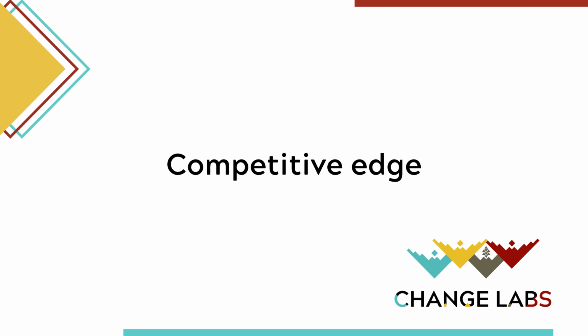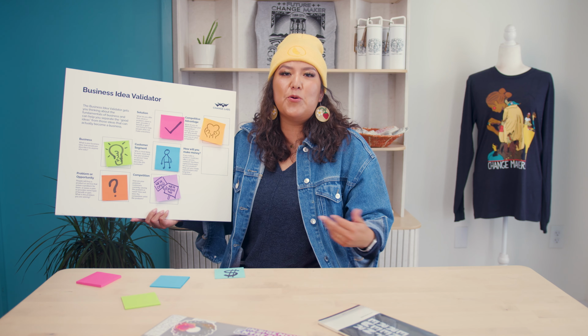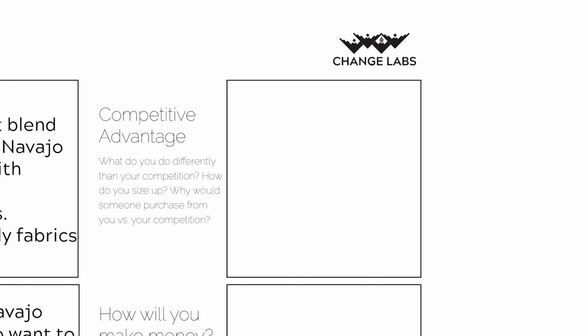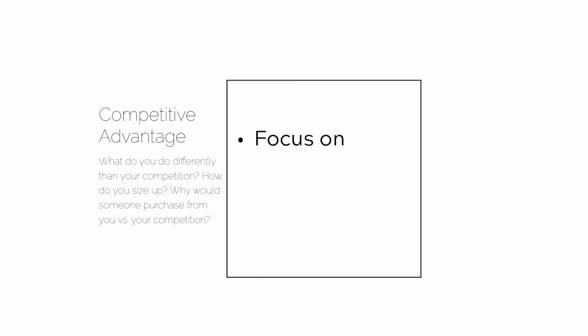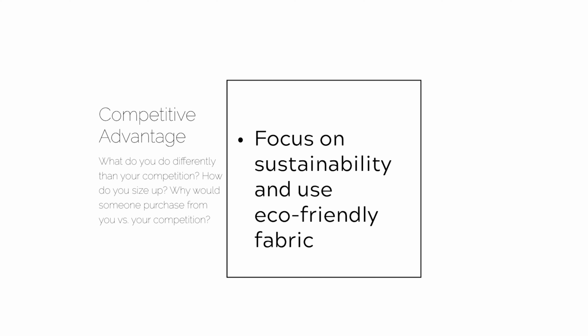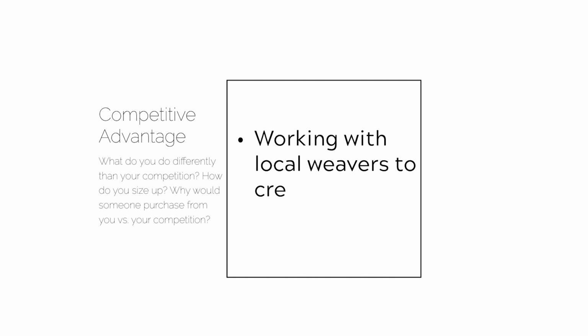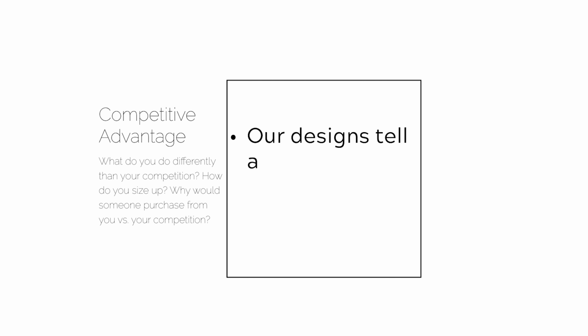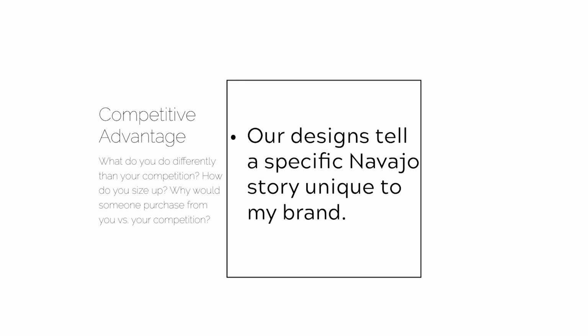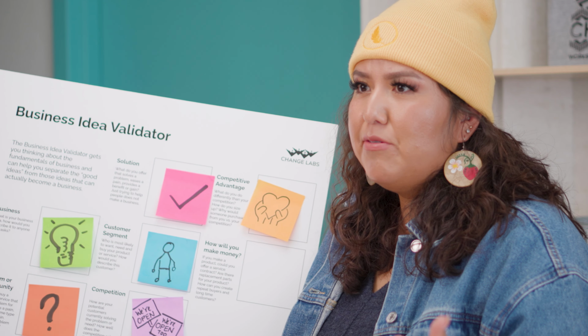So now that we've talked about your competition, we're going to talk about your competitive advantage. This is about standing out. It answers the question: what makes your business different or even better than the competition? For the clothing line, your competitive advantage might be your focus on sustainability, so we're using eco-friendly fabrics, or we're working with local weavers to create your designs. Or maybe your designs tell a specific Navajo story that's very unique to your brand. This is where you let your uniqueness shine and talk about things that make your business special, whether it's your values, your product quality, or even the customer service that you offer.